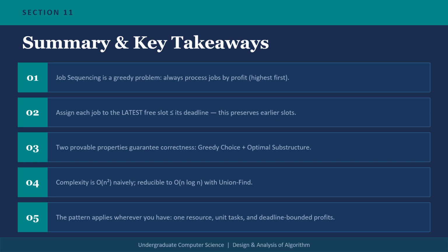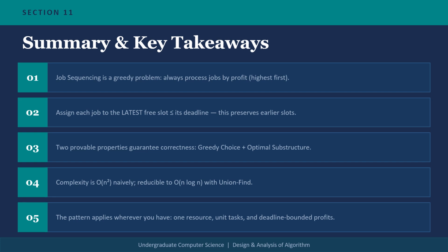1. Always process jobs by profit, highest first. Deadline order is wrong. 2. Assign each job to the latest free slot within its deadline. This preserves earlier slots for tighter deadline jobs.